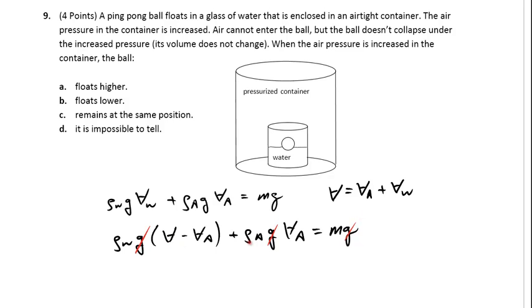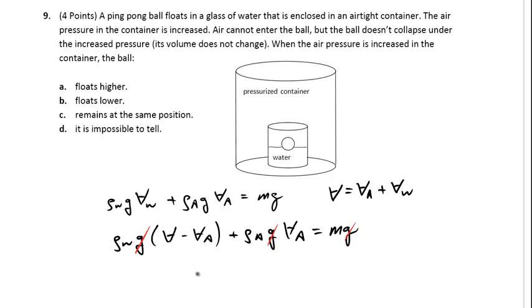And what's happening, we're going to increase the pressure of the air, so we'll increase the density of the air. We're going to cram more mass, or more air molecules, into the same volume. So rho A is going to increase. And we want to figure out what happens to V A. If V A gets bigger, it means that the ball has moved upward. And if V A gets smaller, that means the ball has moved downward.